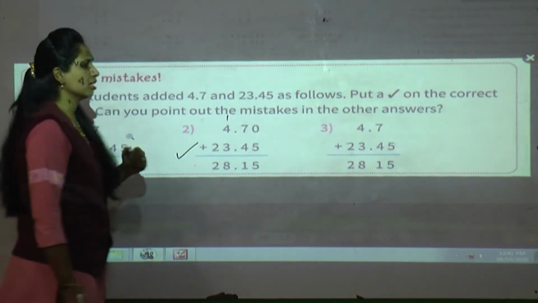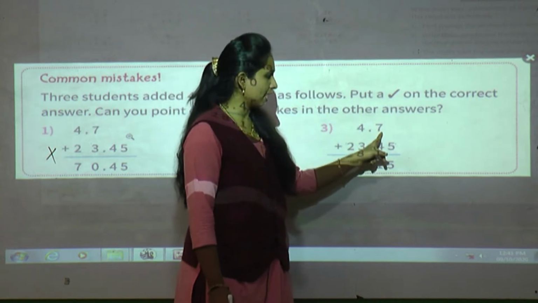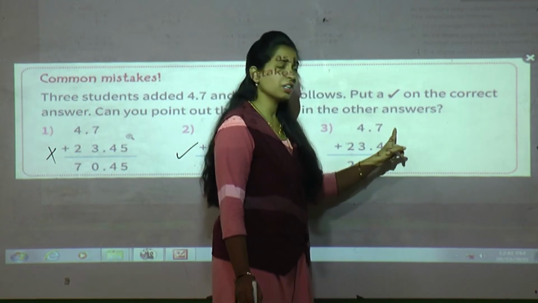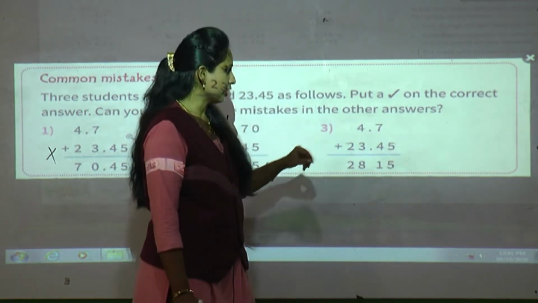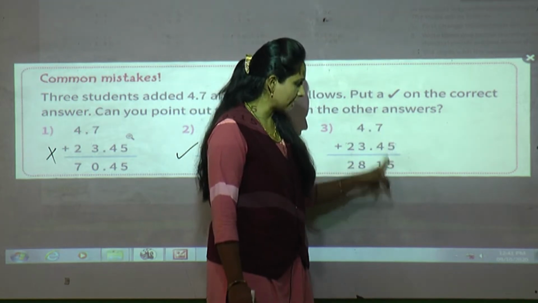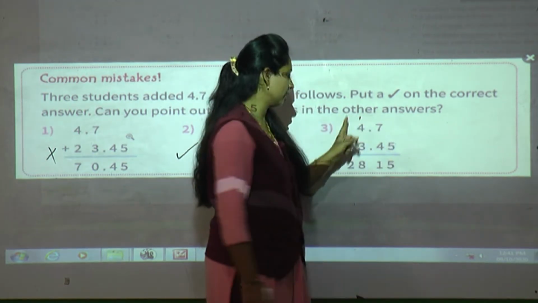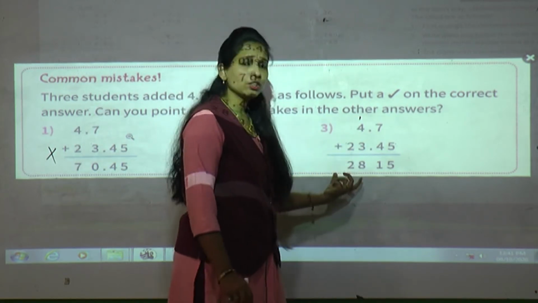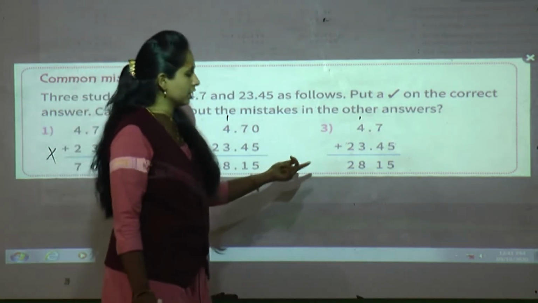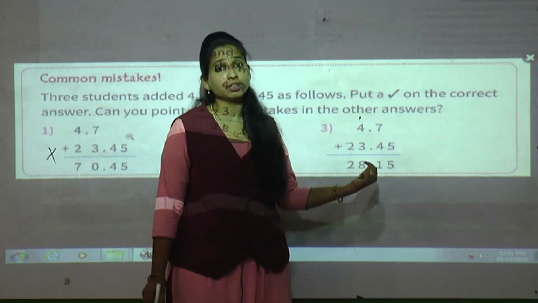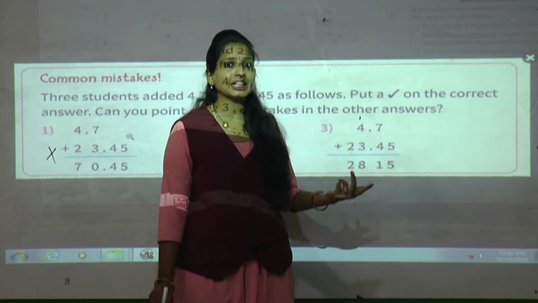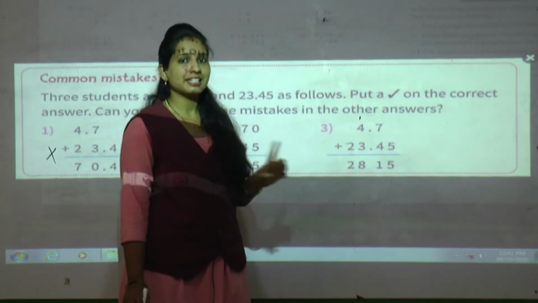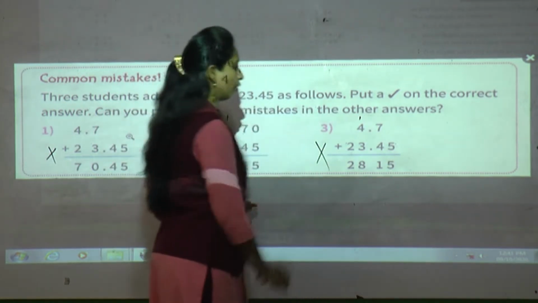Now let's see what the third student has done. 4.7 he has not converted into like decimals. He has left it like that only. He was supposed to give a 0 here. Let's see the addition. Nothing is there. 5 as it is. 7 plus 4 is 11. 1 carry. 1 plus 4 is 5. 5 plus 3 is 8. And 2 as it is. Actually the answer is correct: 28.15. Here also 28.15. But he forgot to give the decimal point. Though the addition is done correctly, if you have not given the decimal point, then it's totally wrong.